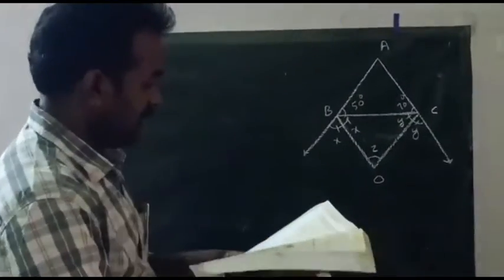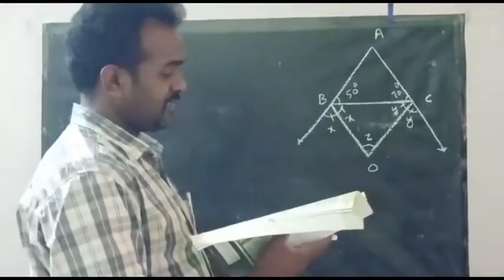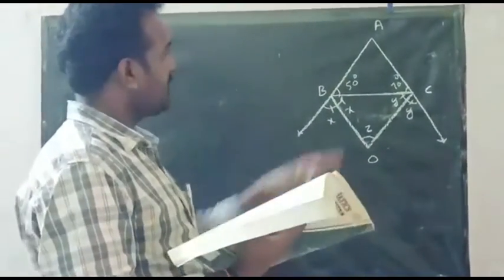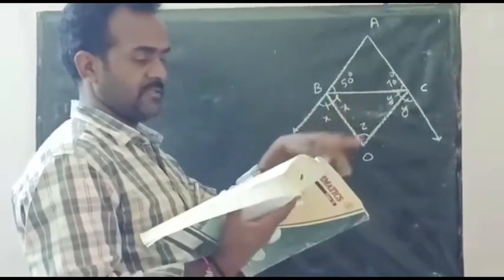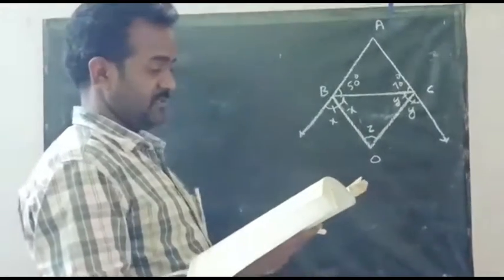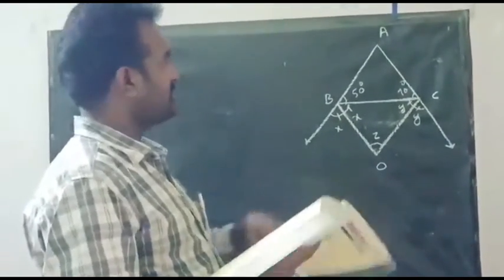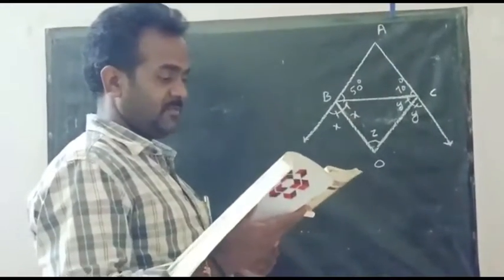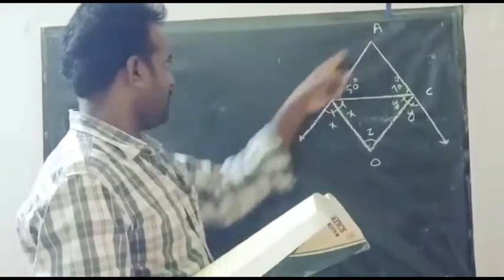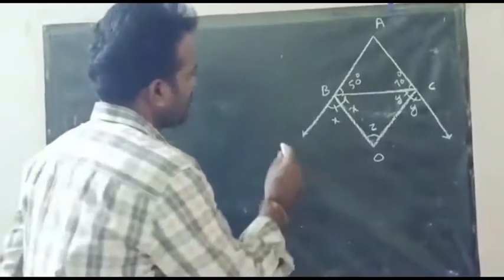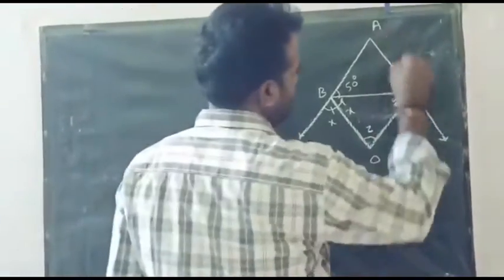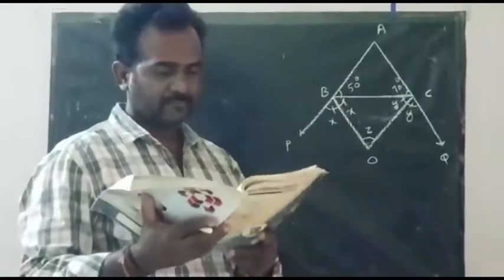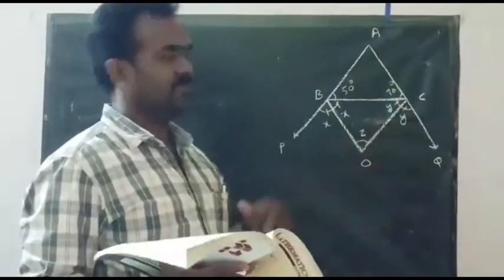Dear friends, in the adjacent figure, ABC is a triangle in which angle B is equal to 50 degrees and angle C is equal to 70 degrees. Sides AB and AC are produced. This is AB, this is AC. AB is produced up to P here, and AC is produced up to Q.